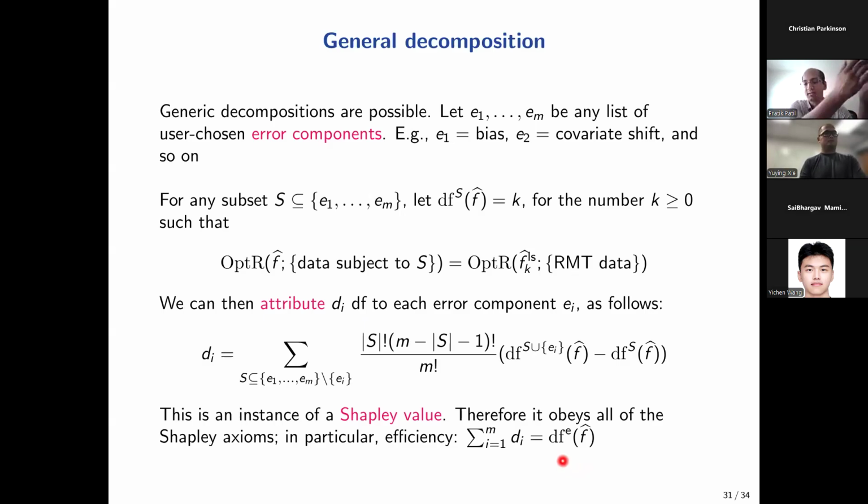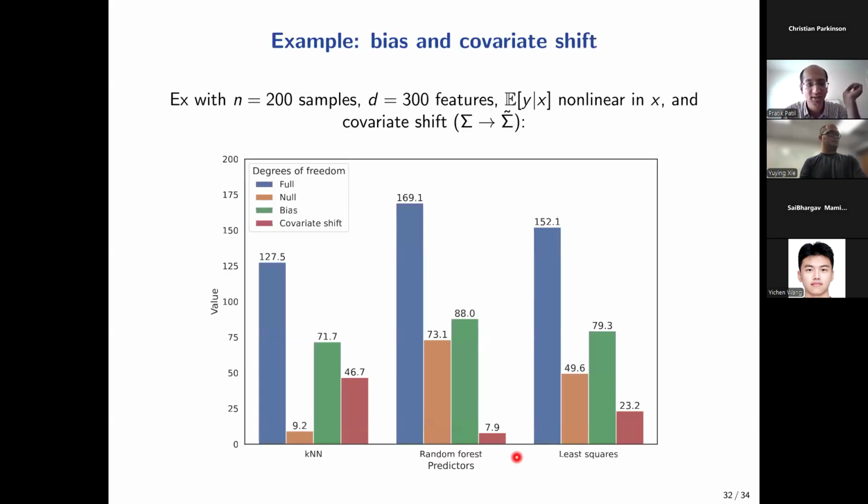So in some sense, the emergent DF will be composed of all these components, and you can write the sum of all those components as the final emergent degrees of freedom. Okay, just one last couple of plots. The same running example that we're looking at: KNN, random forest, and least squares.